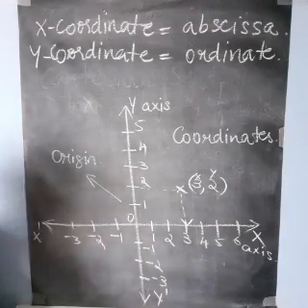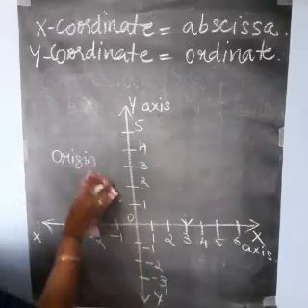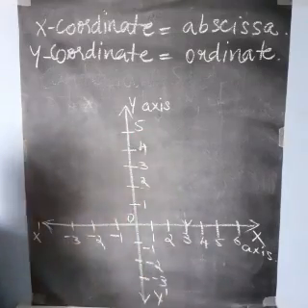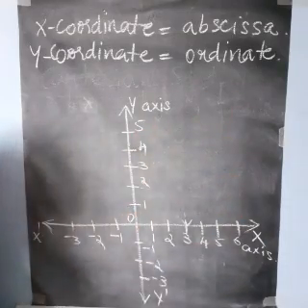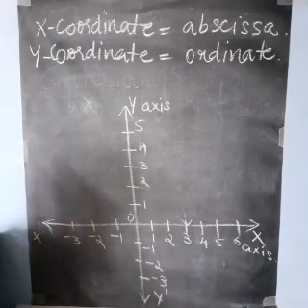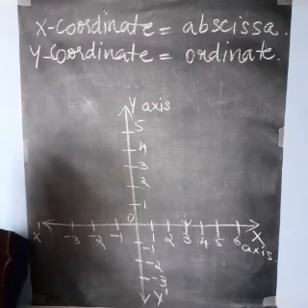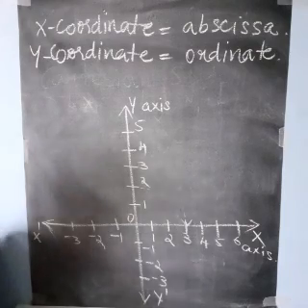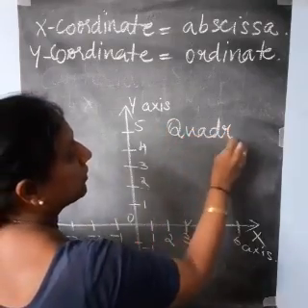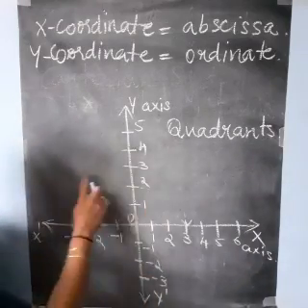Have you understood? Another thing you should know is that these two lines divide this Cartesian plane into how many parts? 1, 2, 3 and 4. So it divides it into 4 parts. When we divide 1 into 4 parts, we call each a quarter, right? Like that, these parts are called quadrants. Quad meaning 1/4. So these are 4 quadrants.